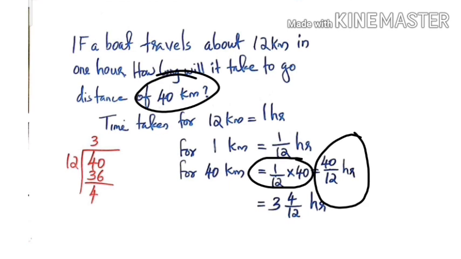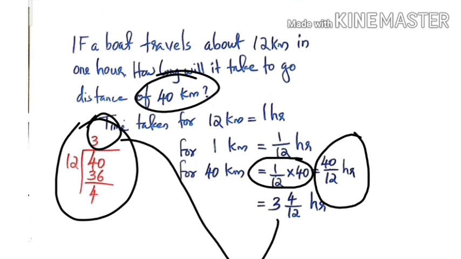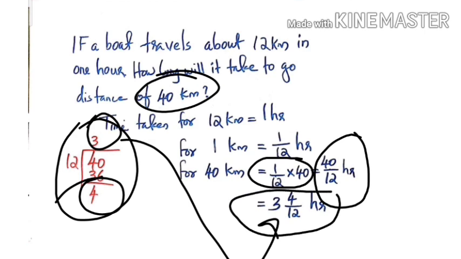Now we are simplifying this 40 by 12 by division. 40 by 12. Here 3 is the answer. So write 3 here. 4 is the remainder here. We can't divide 4 by 12. So write 4 by 12 after 3. So 3 4 by 12 hour is the final answer.